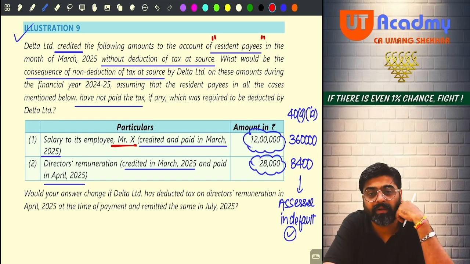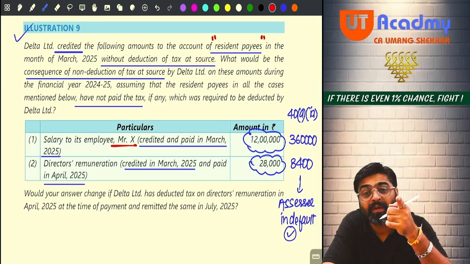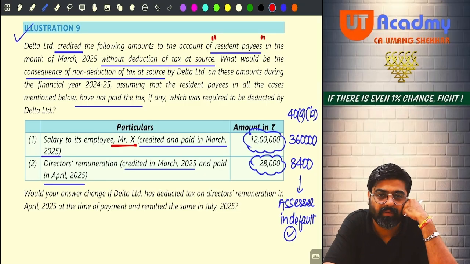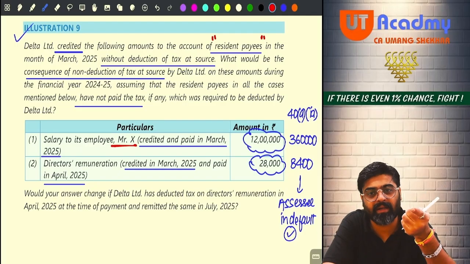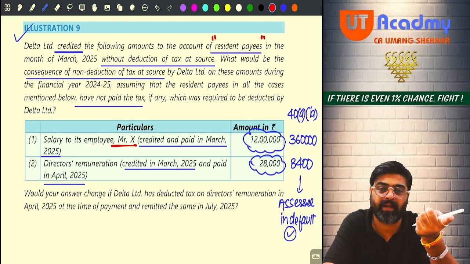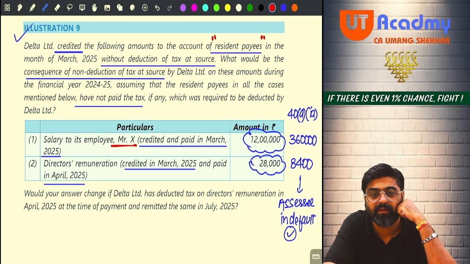So when the salary is paid, please check that the salary is credited as well as paid in the month of March 2025 itself. So the TDS was required to be deducted in the month of March because the salary is paid in the month of March. Did you deduct that TDS in the month of March?